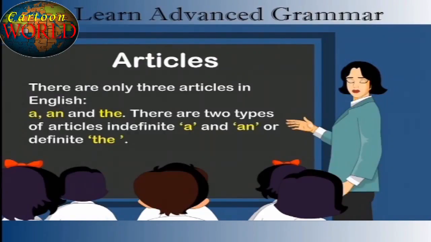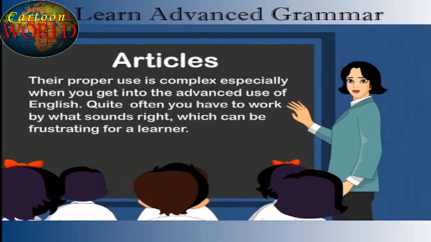Articles. There are only 3 articles in English: a, an, and the. There are 2 types of articles: indefinite a and an, or definite the. Their proper use is complex, especially when you get into the advanced use of English. Quite often, you have to work by what sounds right, which can be frustrating for a learner.